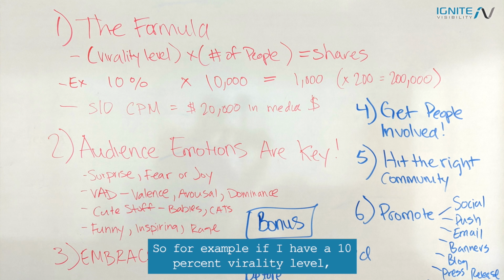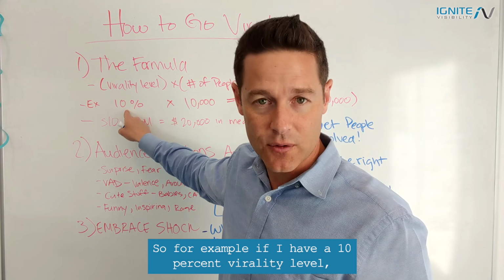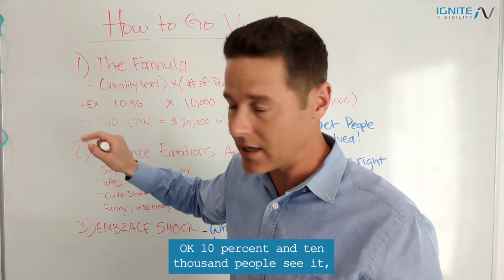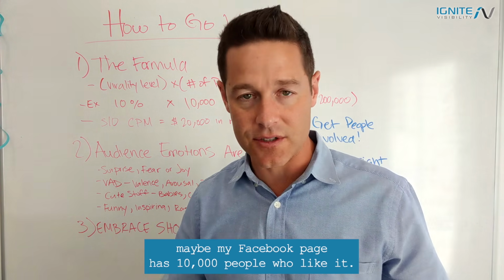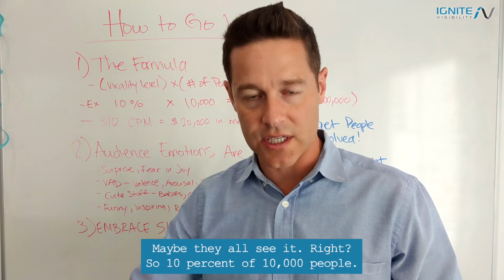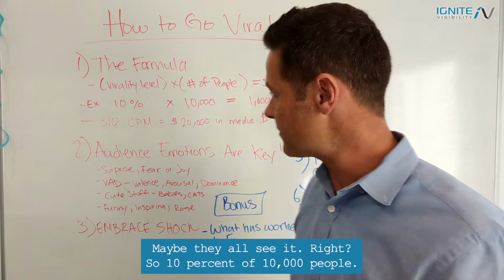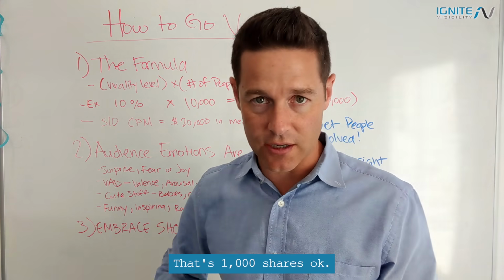So for example, if I have a 10% virality level, okay, 10%, and 10,000 people see it. Maybe my Facebook page has 10,000 people who like it. Maybe they all see it, right? So 10% of 10,000 people, that's 1,000 shares, okay?